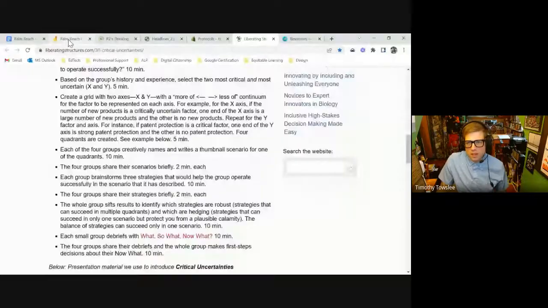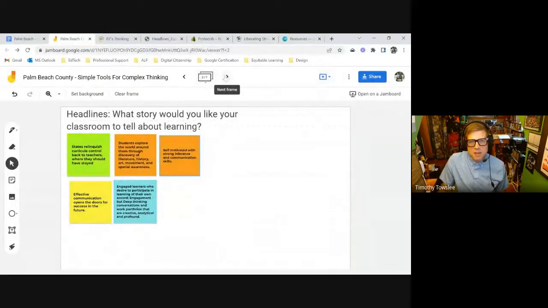So what I'd like to do now, as we get a little bit closer to wrapping up, is I would like to come back to our Jamboard. First, what we will do is we will take a couple of minutes to look through the resources in the toolkit. So we're going to take about 10 minutes to look at those.